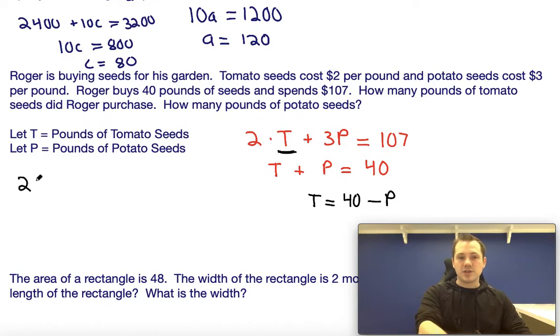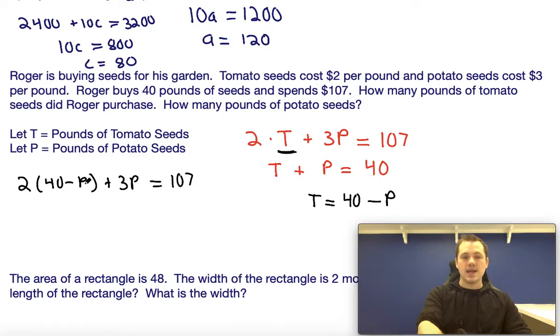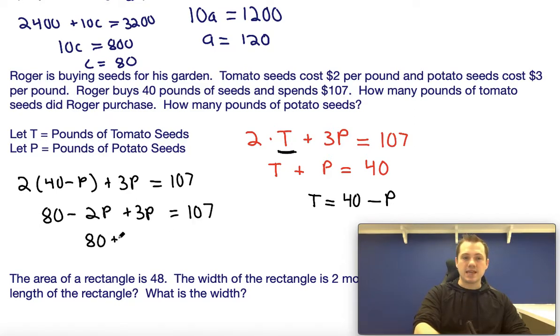Now I'm going to take this value and plug it in for T in the first equation. So I'm going to have 2 times 40 minus P plus 3P is equal to 107. Distributing the 2, I would get 80 minus 2P plus 3P is equal to 107. Combining like terms, 80 plus P is equal to 27.